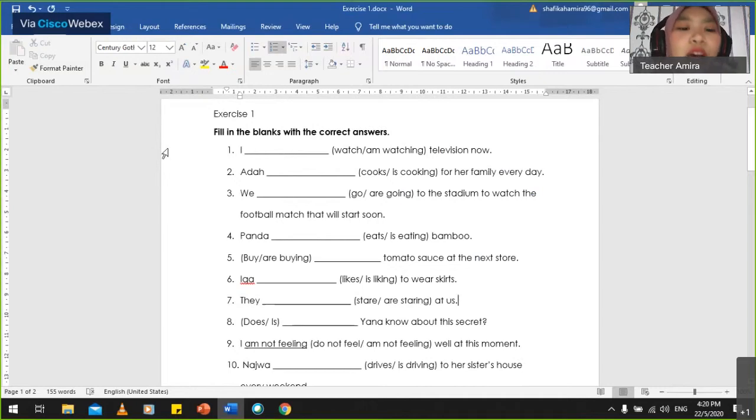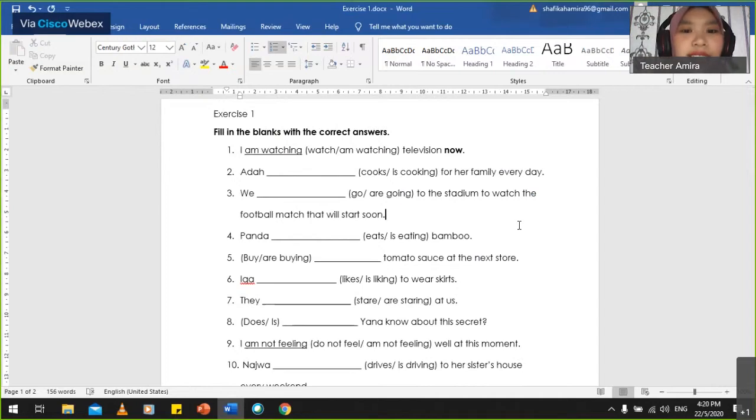Okay. How about the first sentence? The first question, I mean. Okay, let's take a look at the hint here. We have now. Now means happening. So when it is happening, we should use simple present or present continuous. I am. Good job, Husna Tamjid. I am watching. Okay, this is an answer from Husna. Thank you, Husna. Okay, now let's take a look at question number 2.